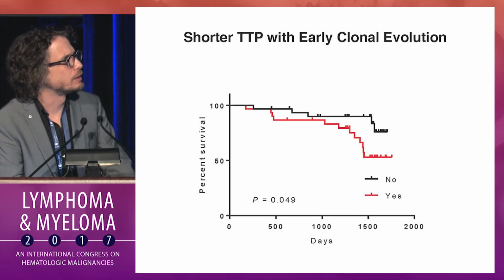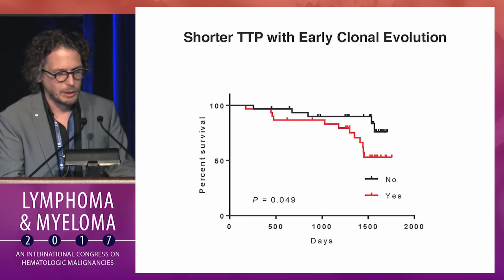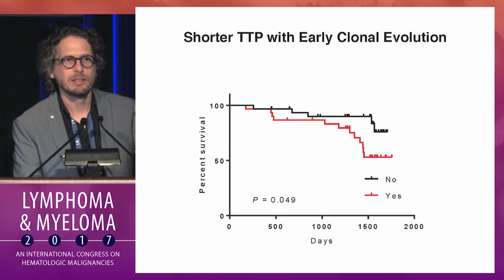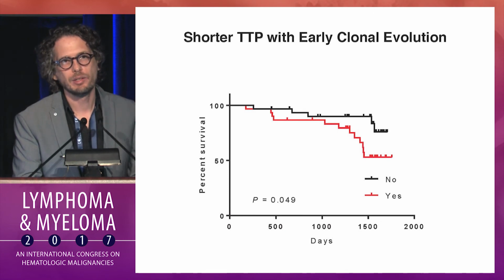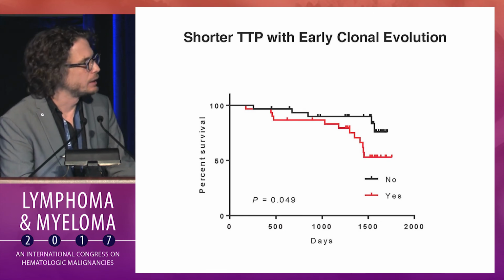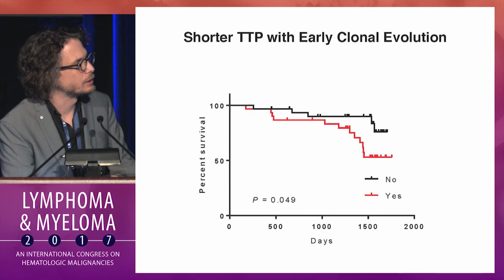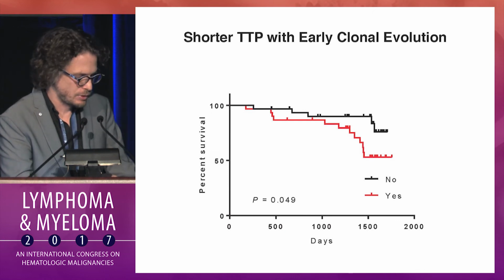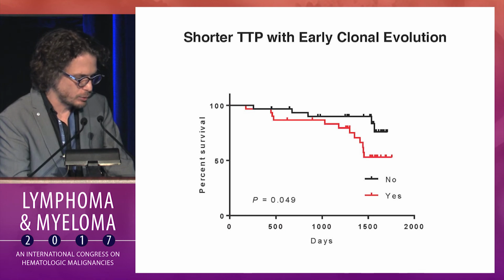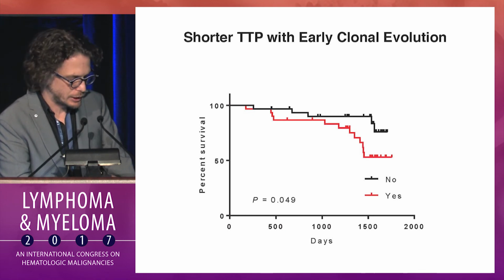And what we have seen was that when we then try to ask whether these early clonal shifts are associated with adverse outcome, even in this kind of preliminary data, we see that already there's a signal that the presence of clonal shifts is associated with shorter time to progression.